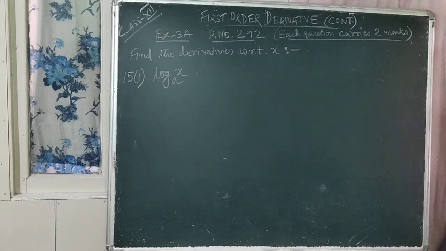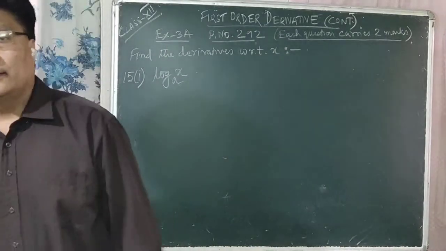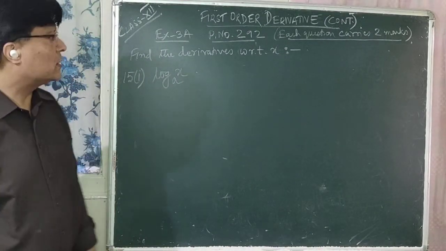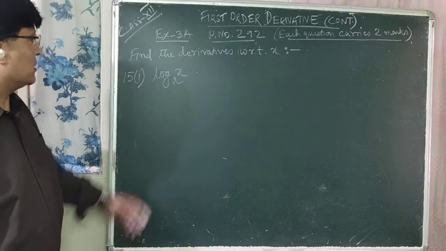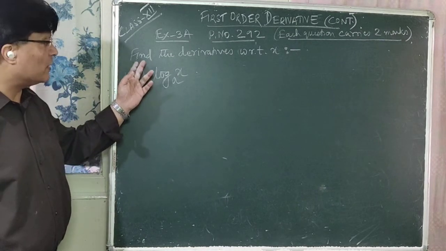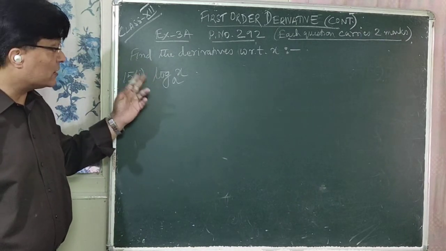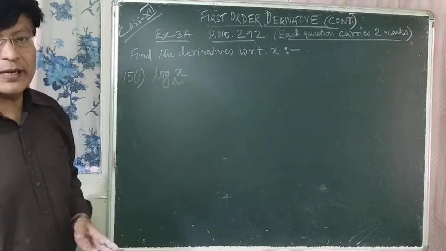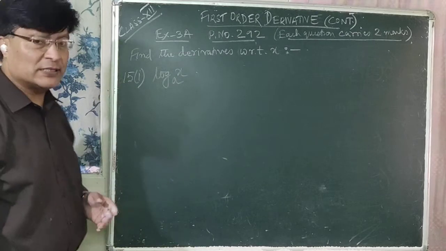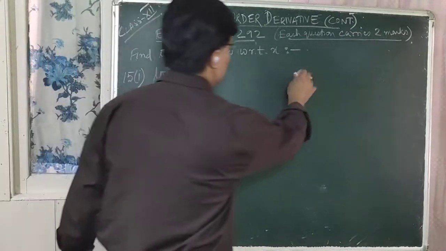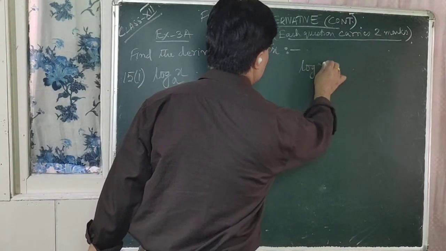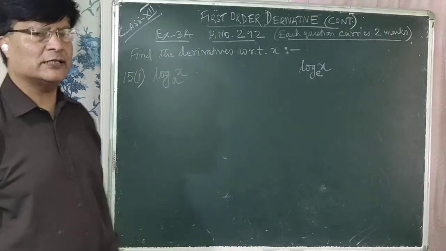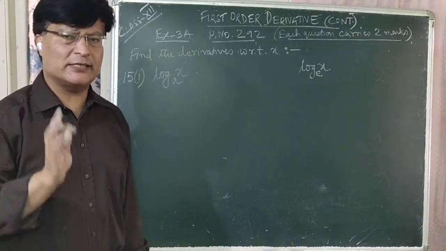So now do the next question, that is find the derivatives with respect to x. That is 15 number 1. You have to differentiate. You have to find out the derivatives of log x base a with respect to x. Now here the base is different. If you are given only log x, then the base is e. You could have easily differentiated it when the base is e. That is, there is a direct formula.